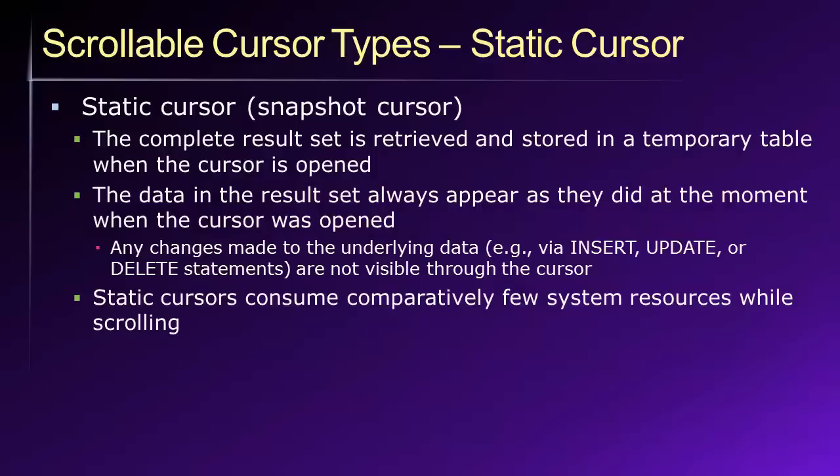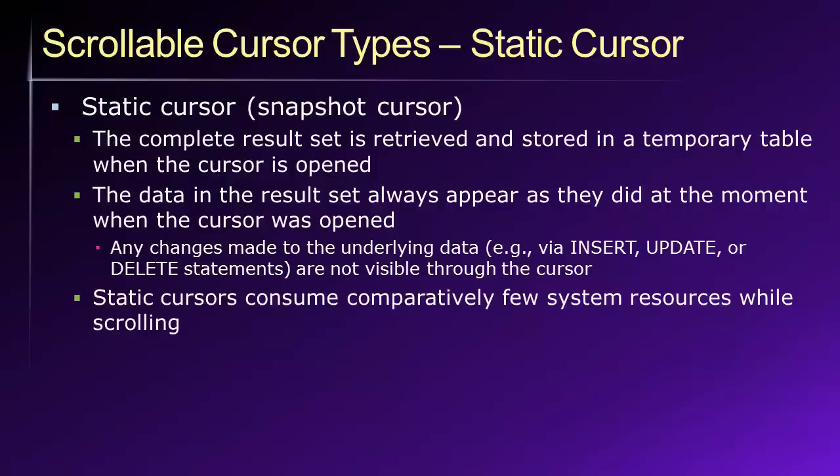Because of the use of this temporary table, any changes that are made to the underlying data, that is, in the real tables from which the temporary table was constructed, are not visible through the cursor. So if I open a cursor using a select statement, and that statement fetches a number of rows into this temporary table for use by my static cursor, and at that point in time other users are changing the underlying values from which my temporary table was constructed, I will not be able to see any of those changes through the cursor, because I am not actually looking at the data in the real table anymore.